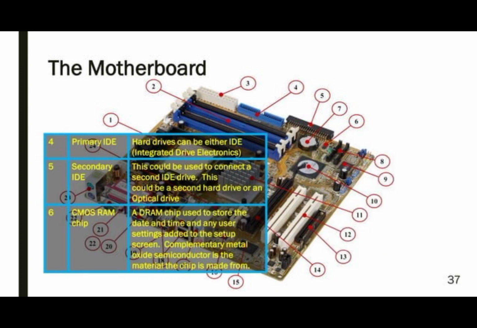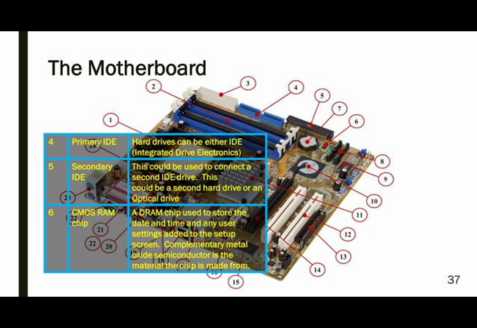Number 4. Primary IDE. Hard drives can be IDE, integrated drive electronics. Number 5. Secondary IDE. This could be used to connect a second IDE drive. This could be a second hard drive or an optical drive.